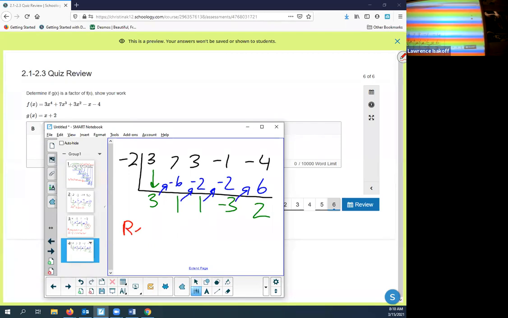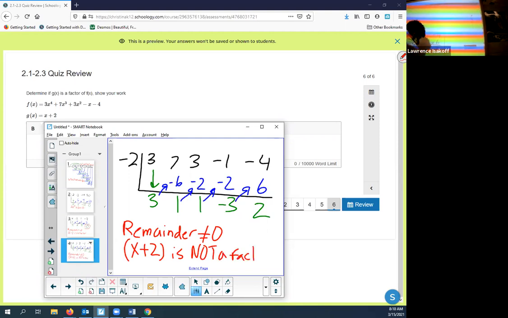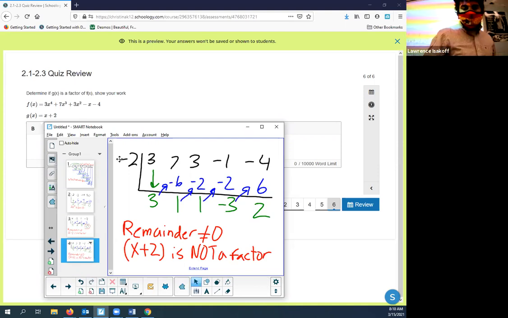So here, the remainder is not equal to 0. So x plus 2 is not a factor. Because I got a remainder of 2, that means it is not a factor. If I got a remainder of 0, it is. Any other number as a remainder means it is not a factor.